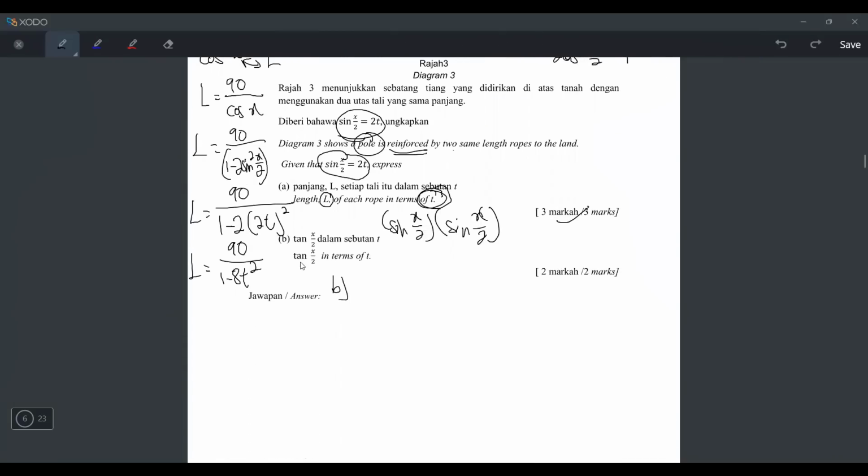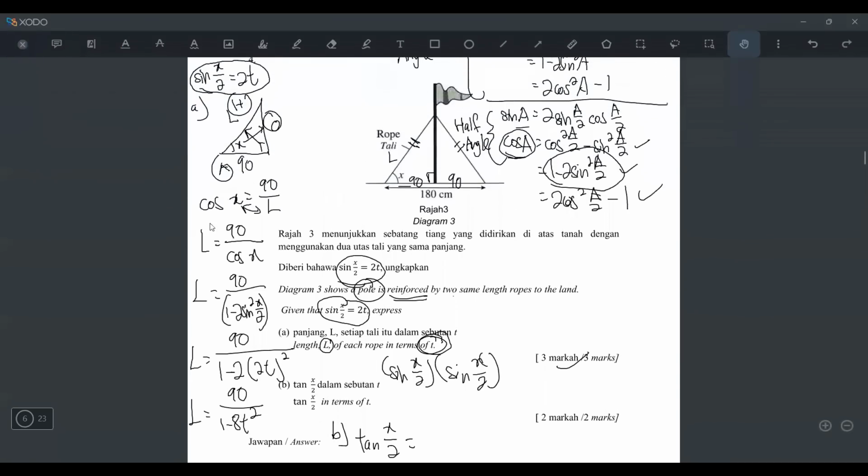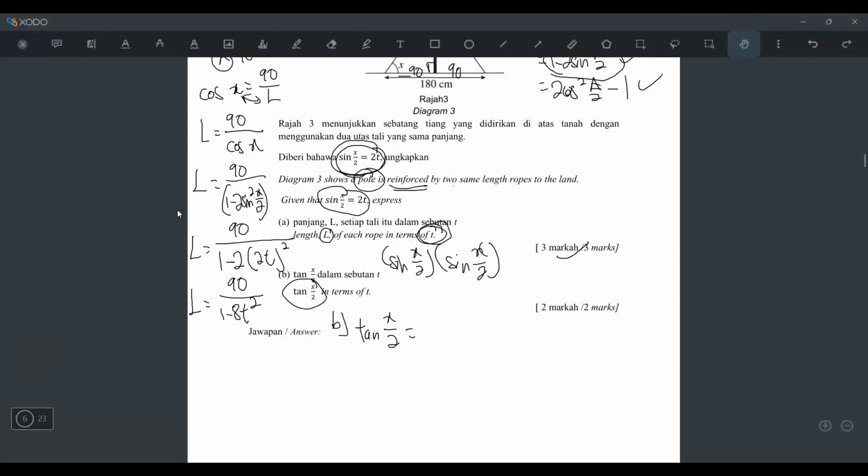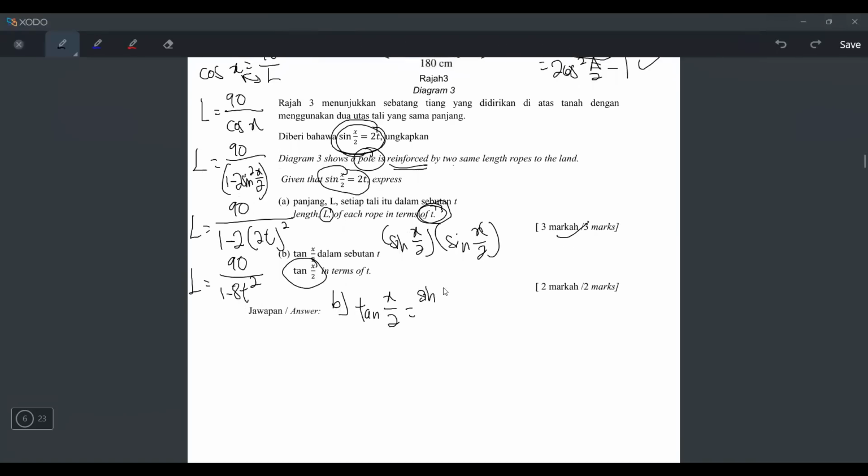Okay, let's go to question B. B says they want you to find tangent x over 2, but in terms of what? In terms of t. So how can we find the tangent x over 2? Let's think about it. I'm pretty sure I'll be using this information also, because this information is given free by them. So tangent x over 2 and sine x over 2, do you see any connection? I hope you answer yes, because tangent x over 2 can change to sine x over 2 divided by cos x over 2, because we all know tangent can change to sine over cos.